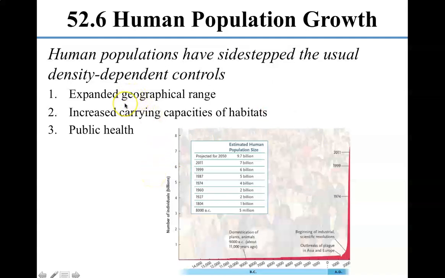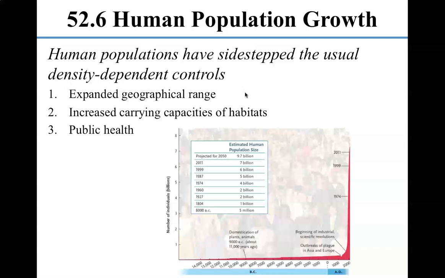So humans have an expanded geographical range. In other words, humans are able to live on Antarctica. How do they do that? Well, they burn fossil fuels to generate heat. They make fancy North Face jackets that keep them warm if they step outside. They can melt ice to create drinking water and so on. So humans can live just about anywhere on Earth because of our technology and because of our ability to manipulate resources.